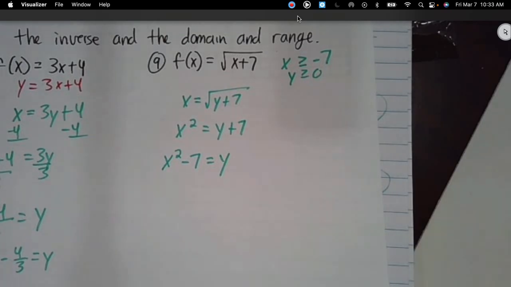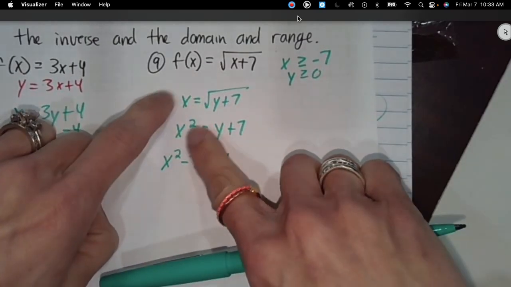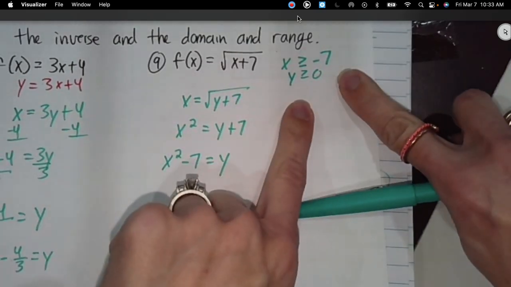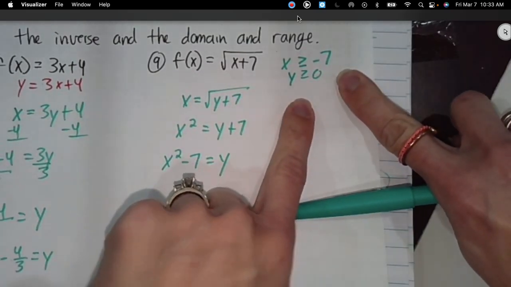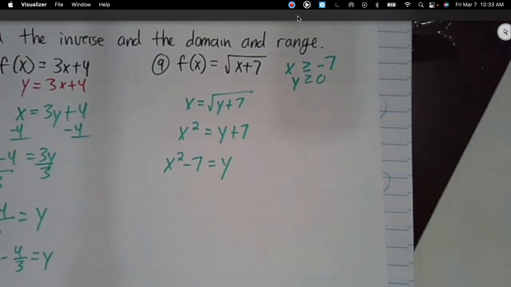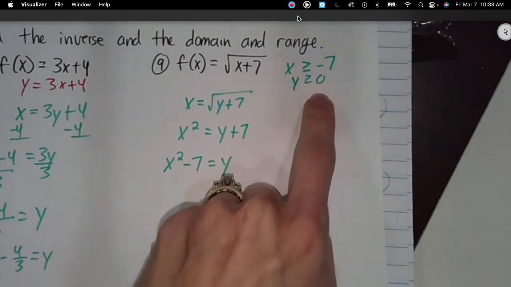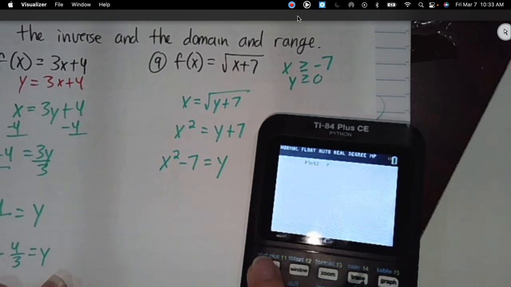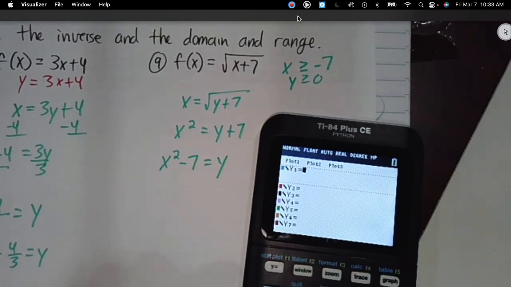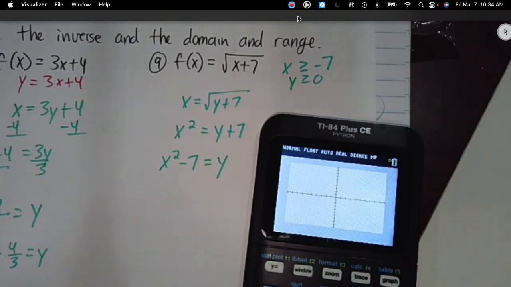Now we're going to find our domain and range. Guess what? If we just switched these x's and y's, what do you think we're going to do with that? Switch those. But let's just graph it and see what happens. Go to y equals, type in x squared minus 7, and let's just look at our picture.